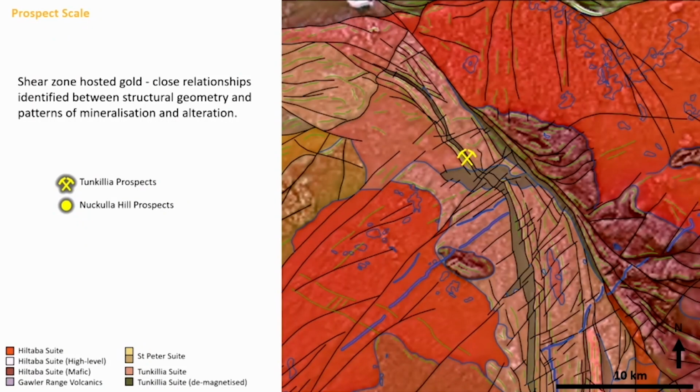Recognizing the partitioning of strain and the different shear bands being active at different times can help explorers in the area, and also explorers potentially looking at similar settings elsewhere, with the alteration and gold anomalism associated with these narrow shear-parallel demagnetized bands.